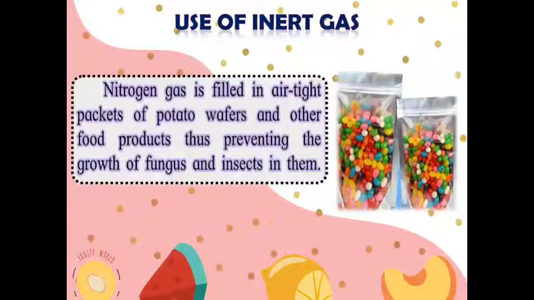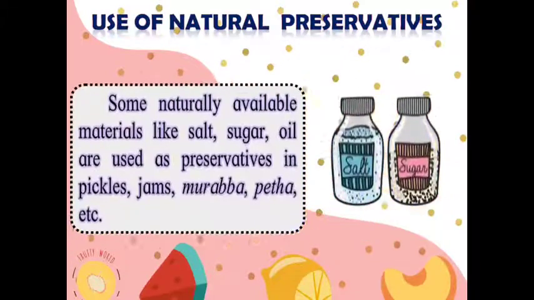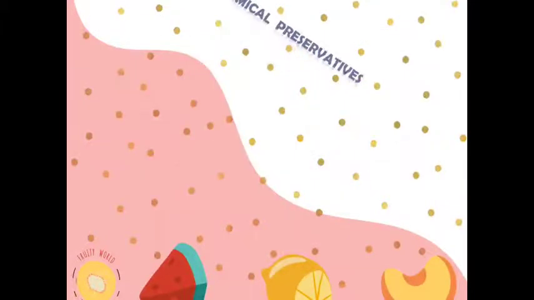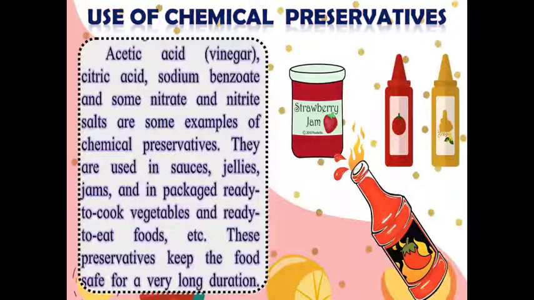Use of inert gas. Nitrogen gas is filled in airtight packets of potato wafers and other food products, thus preventing the growth of fungus and insects in them. Use of natural preservatives. Some naturally available materials like salt, sugar, oil are used as preservatives in pickles, jams, murabba, petha, etc.